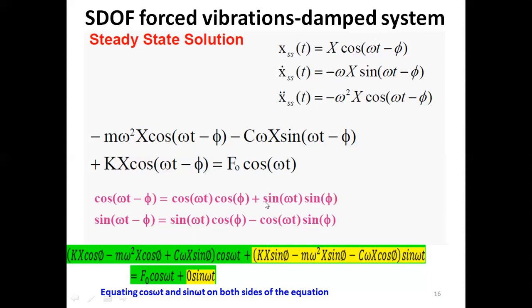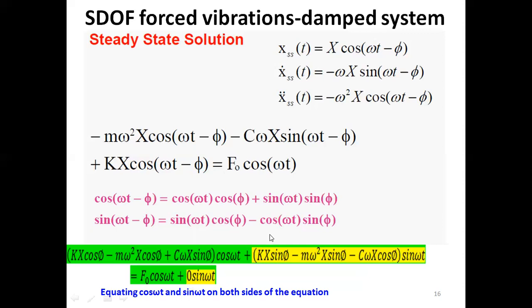And we also have to take sin ωt common in all those quantities where we have sin ωt. Taking sin ωt common on this side of the equation, we would have k X sin φ minus m ω² X sin φ minus c ω X cos φ, multiplying sin ωt, and this is equal to F0 cos ωt. And here there is nothing, so I could write this as plus 0 sin ωt.